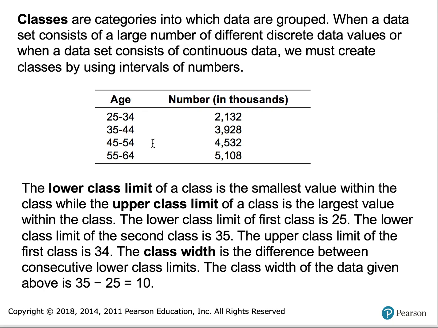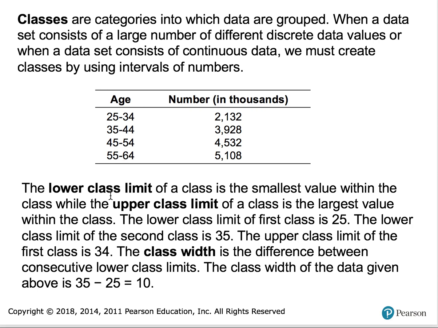Okay, there's 5 classes in this table, and this says it's the number in thousands. It's not really telling us what it is. Age of people, let's say in Texas, 25 to 34, 35 to 44, because you wouldn't want to put 25, 26, 27, 28, all the way to 64. Look how unwieldy that chart would be. And you would lose your information in it. You might as well just have the raw data.